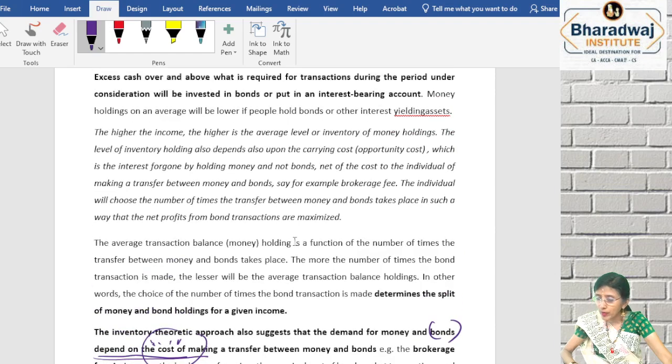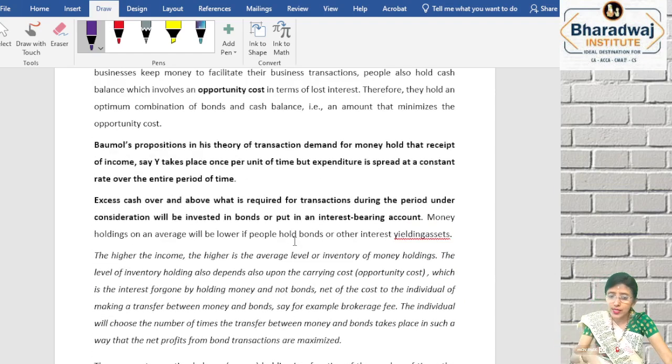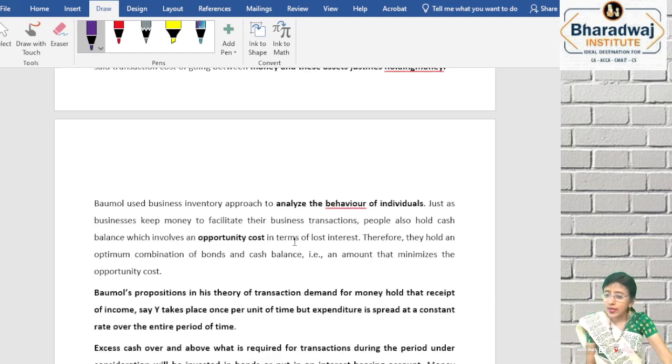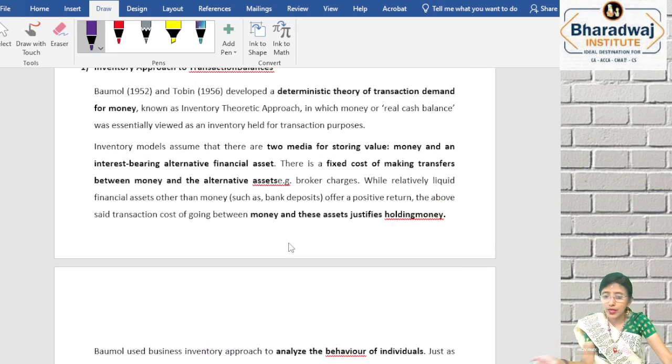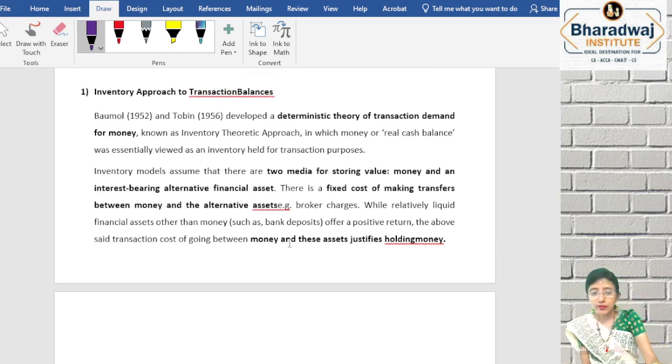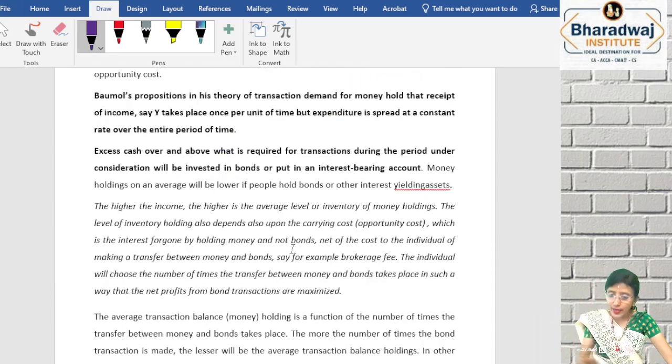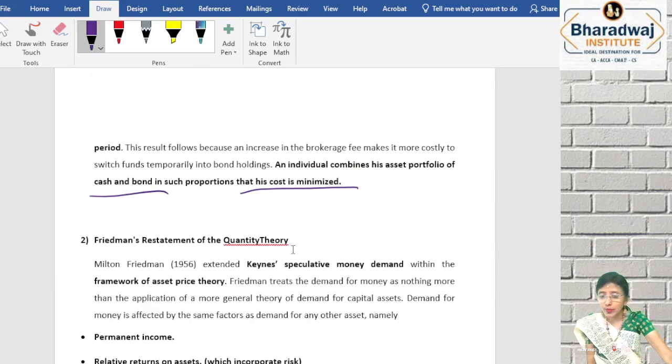What clue are you getting? For the whole essay, I'm giving you the clue. The whole entire thing: one is the opportunity cost and the other is the cost of transferring or switching between the assets. You are making a transfer now, so there is a cost of transferring from one form to the other. Do that in such a way that the cost is minimum, and accordingly plan your portfolio.